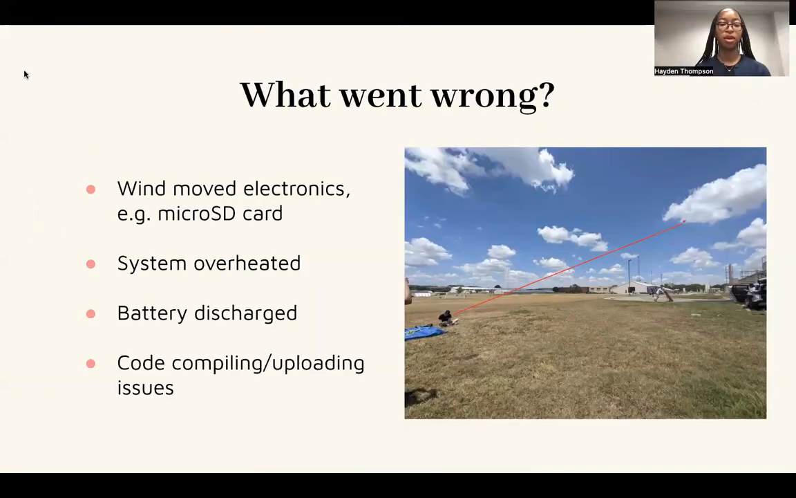Given the contrast between our previously successful test and our lack of data collection during the launch, we have to ask the question of what went wrong. On this slide are 4 key factors that we believe led to the lack of data collection.